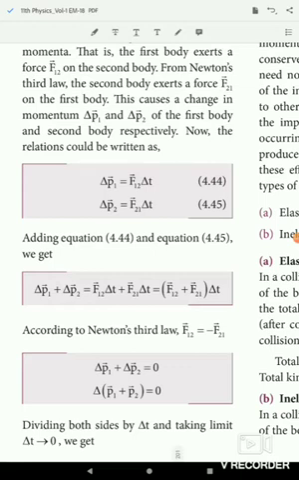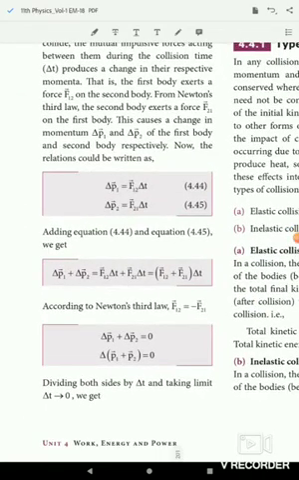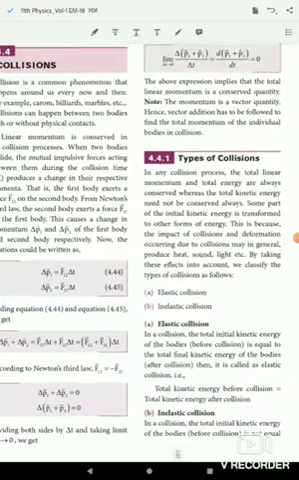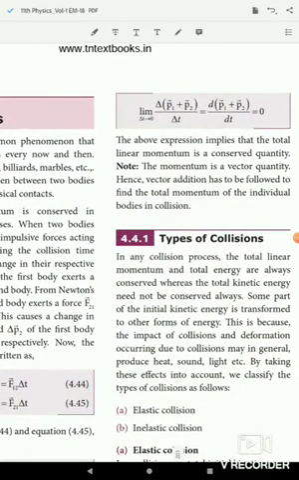Delta is common in this equation, so take it outside. Delta into (P1 vector plus P2 vector) equal to 0. Then dividing both sides by delta t and taking the limit delta t tends to 0, we get limit delta t tends to 0 of delta (P1 vector plus P2 vector) divided by delta t, that is equal to d into (P1 vector plus P2 vector) divided by dt, equal to 0. So the total linear momentum is a conserved quantity.